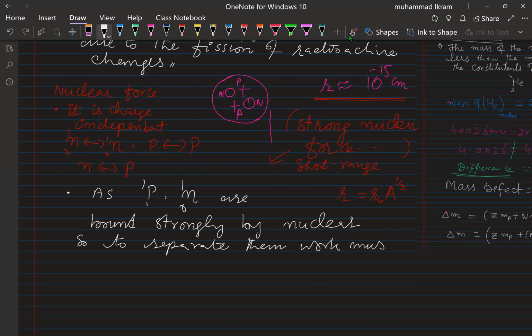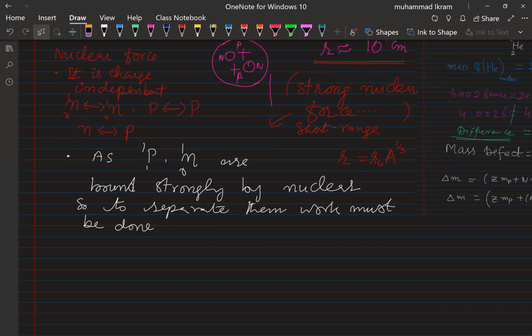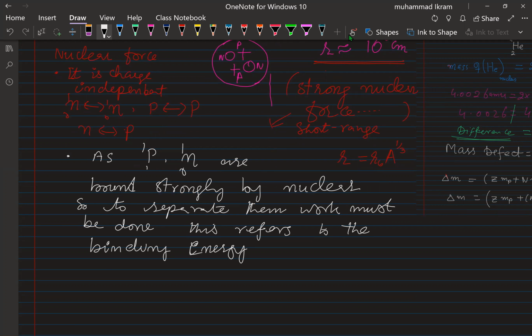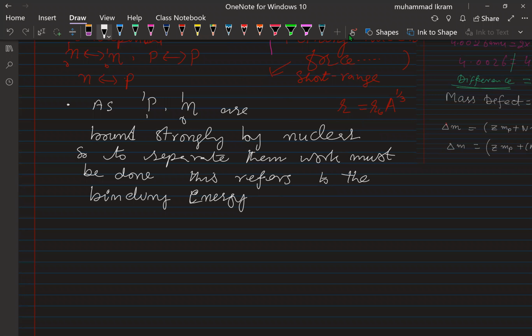Work must be done to separate them. This refers to the binding energy. And this binding energy, which is the amount of energy required to break the nucleus, can be calculated by the mass defect times c square, as I did in the previous class.